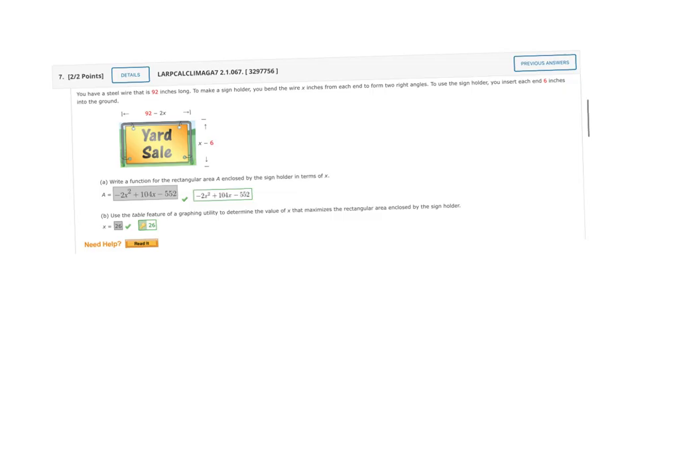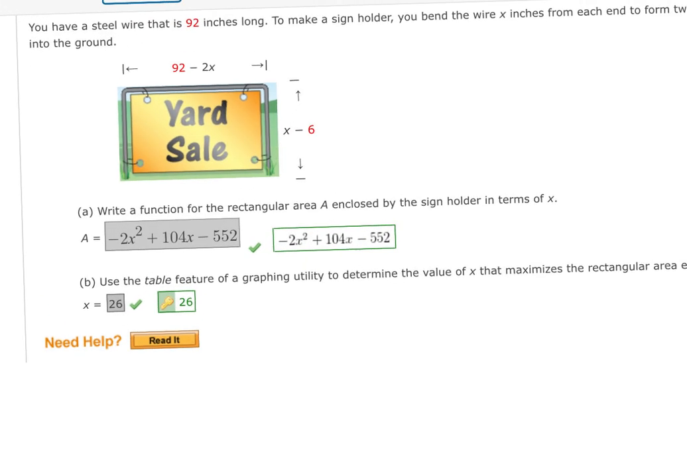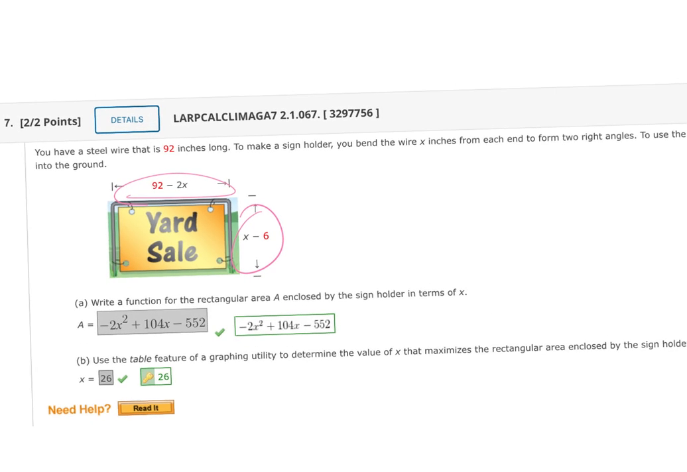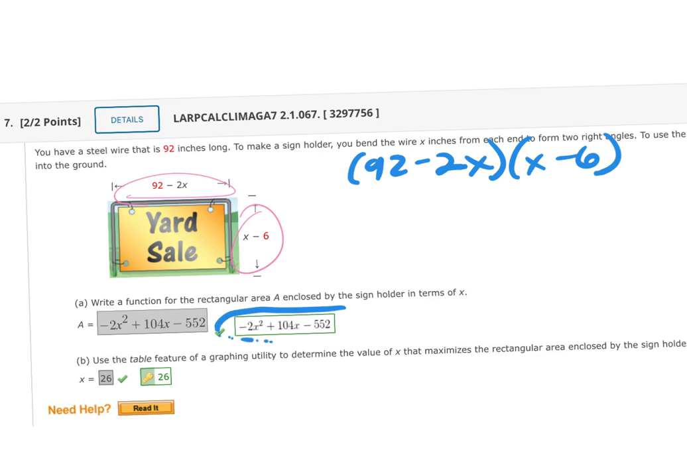I'm going to go over those homework questions. So the first was the sign that they gave you the dimensions. These dimensions change, but this was one side, this is the other. So if you wanted to find the function that would represent the area, you would multiply these two things out. I would FOIL it out, and you would get this: negative 2x squared plus 104x minus 552.